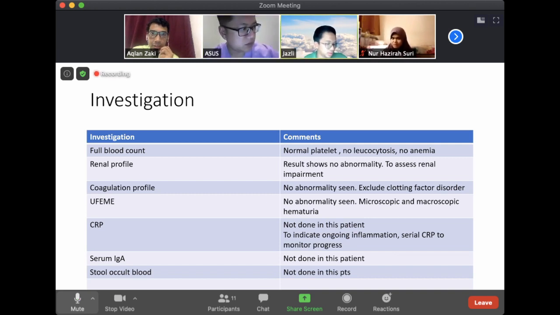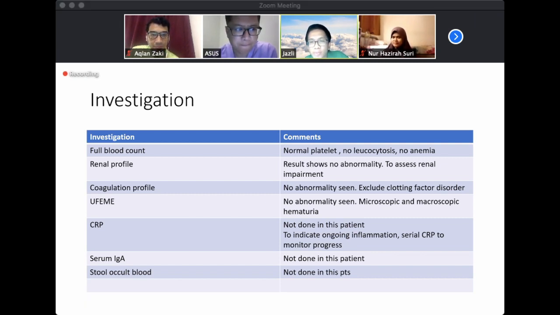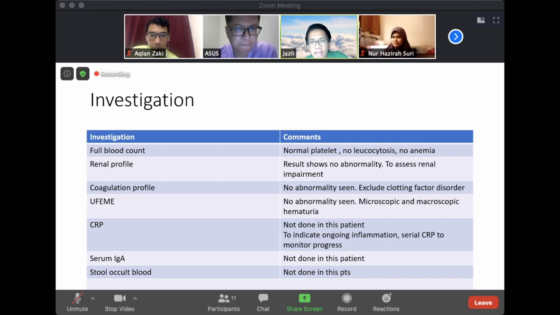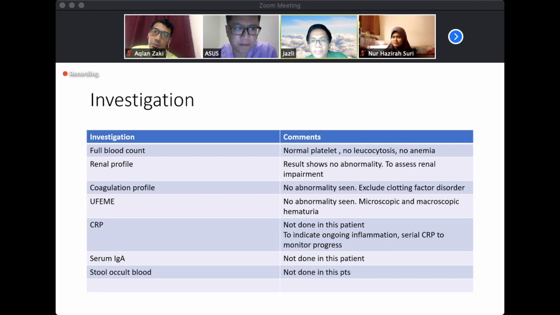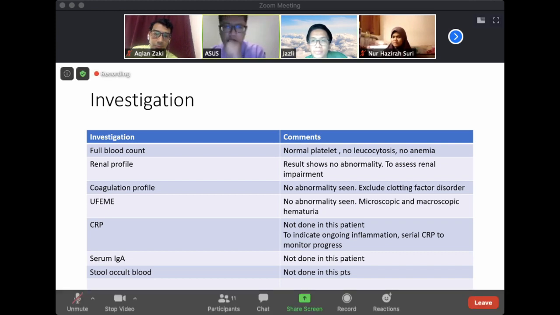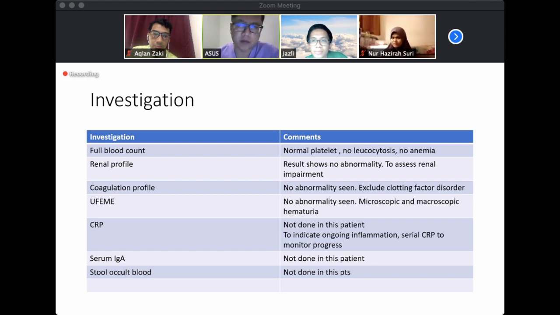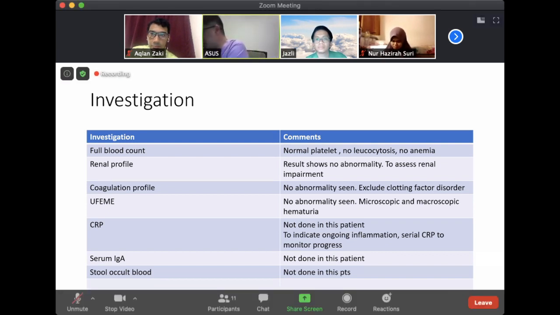Can I ask, in one of the criteria it says that we can use diagnostic biopsy to see evidence of IgA. Is that done routinely or post-mortem? No, it's not done routinely. Henoch-Schonlein Purpura is a clinical diagnosis.